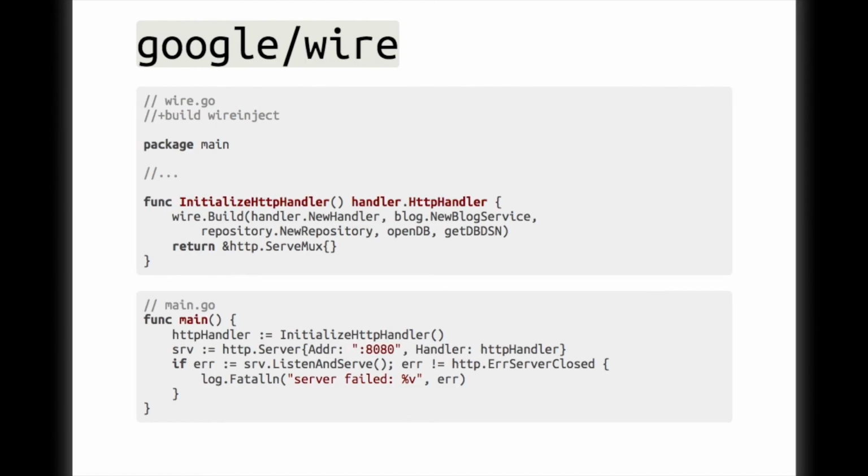And the last one, Google Wire. Google Wire is hyped recently because it uses code generation and not reflection to build all this dependency tree. At the beginning, I will say that it has the same limitation, that the returned types and arguments must be the same type.